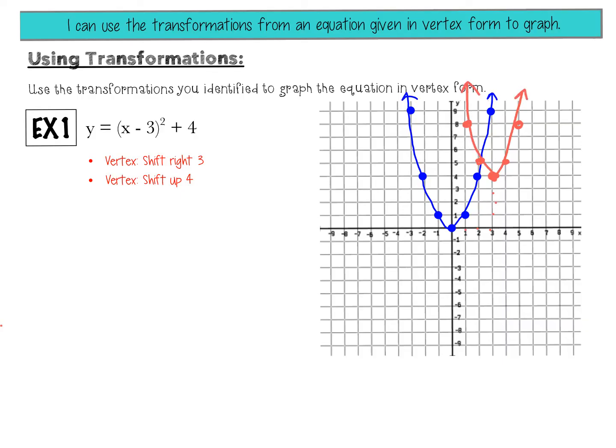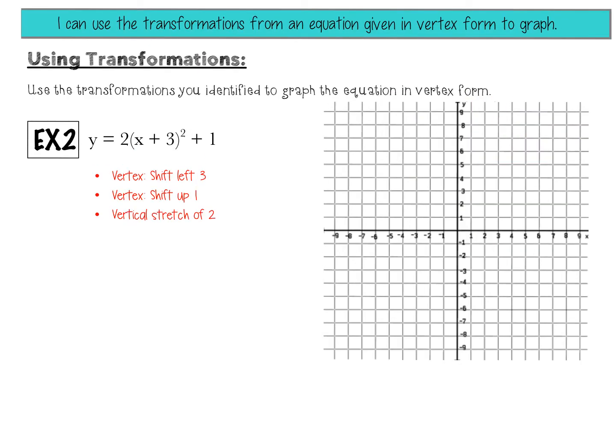There we go. So you can see that this transformation that occurred in vertex form just took my graph over 3, up 4, over 3, up 4, over 3, up 4, because it kept the same shape, no vertical compress or stretch, and it just shifted everything over. So once I can analyze the equation in vertex form, it's a lot easier and faster than graphing in standard form.